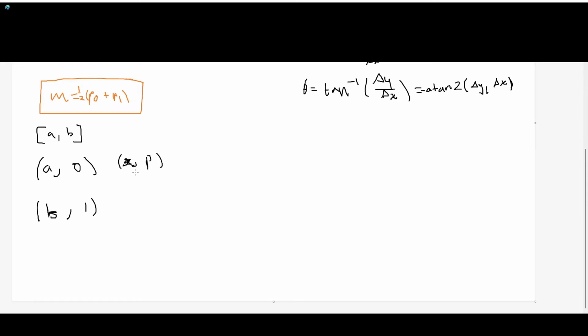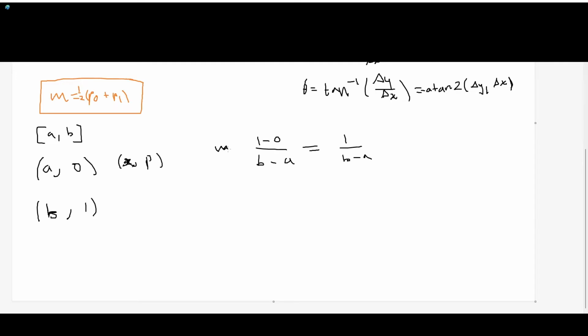And that's basically what we're going to be calculating here. So what we can do is calculate the slope between these 2 points right here. So let's do that. Let's do y2 minus y1, 1 minus 0, over x2 minus x1. So we do b minus a. Here we get 1 over b minus a, and that's going to be our slope.